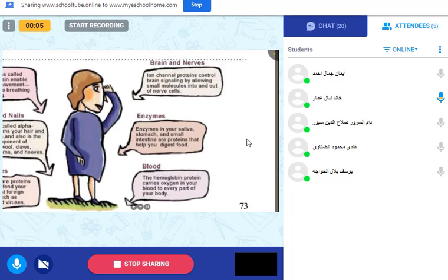The hemoglobin protein carries oxygen in your blood to every part of your body. Exactly, hemoglobin protein. So when you have a lack of hemoglobin, we say this person has anemia. He does not make enough hemoglobin. Why? His body is not producing enough amino acids to make the hemoglobin.